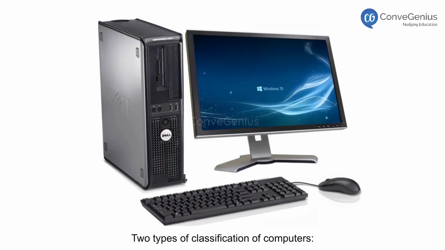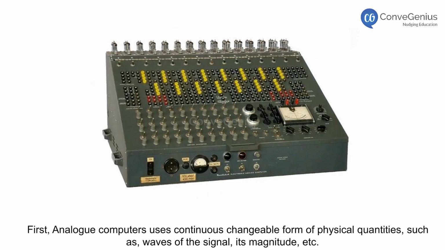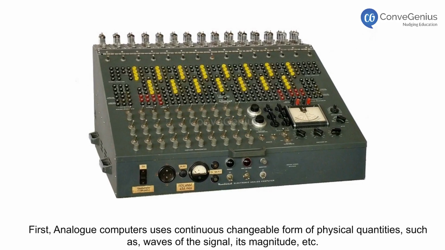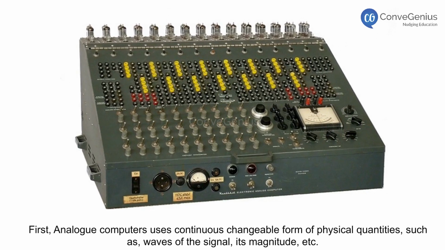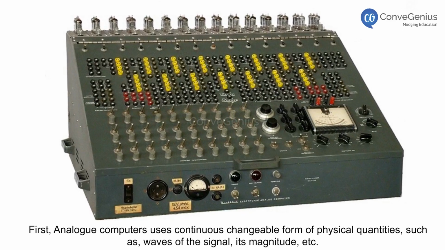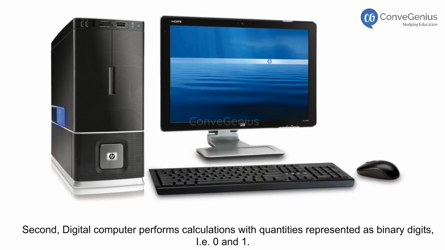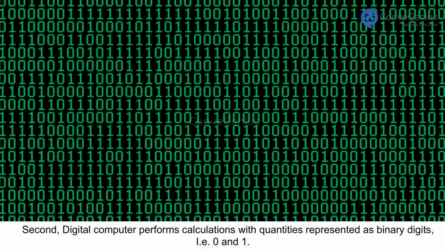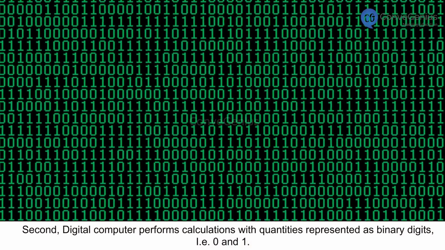There are two types of classification of computers. First, analog computers use continuous changeable forms of physical quantities, such as waves of the signal, its magnitude, etc. Second, a digital computer performs calculations with quantities represented as binary digits, that is 0 and 1.